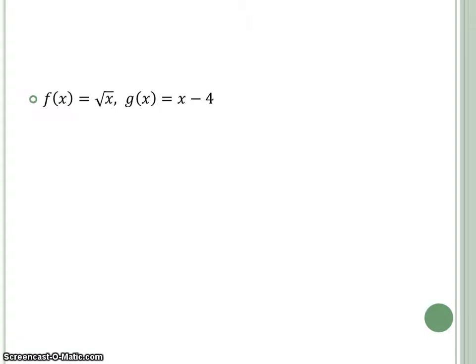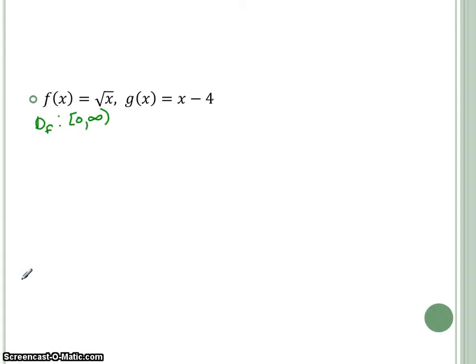So we've got f of x equals the square root of x, and g of x equals x minus 4. Alrighty, so again, let's worry about our domains first so we don't have to worry about that later. So looking at f of x, what's our domain going to be? It can't be negative, so what does x need to be? Greater than or equal to 0. Yeah, it could be 0. So the domain for f is going to be from 0 to infinity.